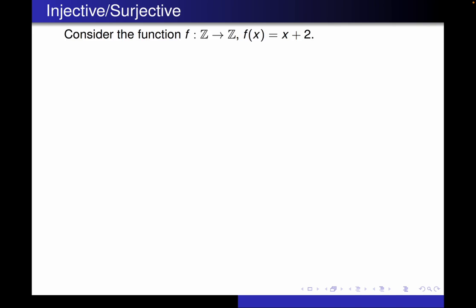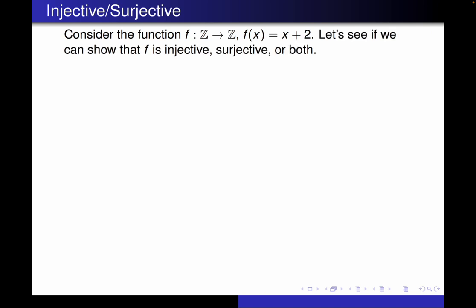So let's see if we can apply this to the function. This is from the integers to the integers, so the domain and codomain are both the set of integers. f of x equals x plus 2. Just a nice little simple function to give us the idea of how the mechanics of these types of arguments work. So let's go ahead and see if we can show that f is injective, surjective, both, or neither.